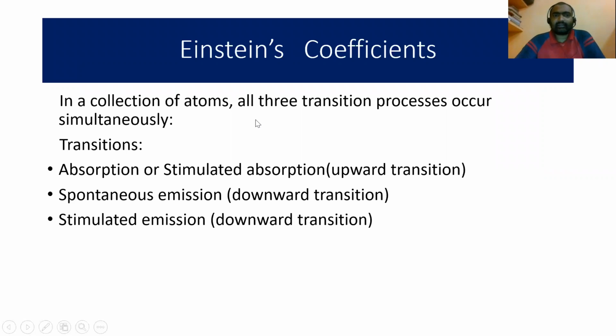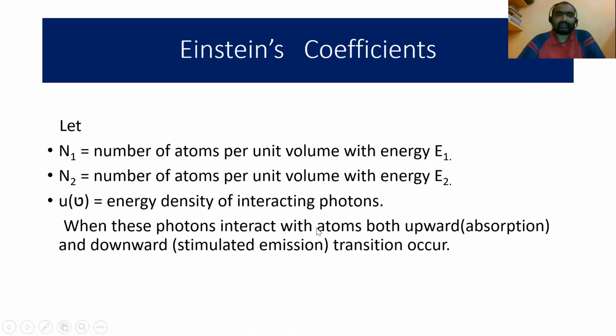In a collection of atoms, all three transition processes occur simultaneously, which are absorption or stimulated absorption. These are upward transitions, and spontaneous emission. This is a downward transition, and stimulated emission. This is also a downward transition. So these three transitions are simultaneous in the atomic process.